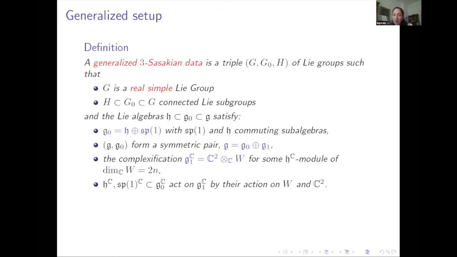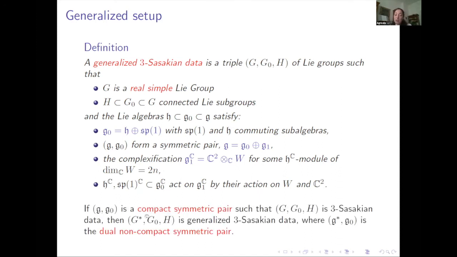Now you generalize all that to allow for the non-compact case. Okay, so instead of starting with a compact simple Lie group, we take a real simple Lie group, everything else as before, and then G comma G naught is a compact symmetric pair. If G comma G naught is a compact symmetric pair, then you obtain a generalized Sfizazaki pair as described here by just taking the dual non-compact symmetric space, right? So with each compact example we had before, we now have a non-compact, a priori non-compact, setup of Lie algebras, and now you prove that it does the job.